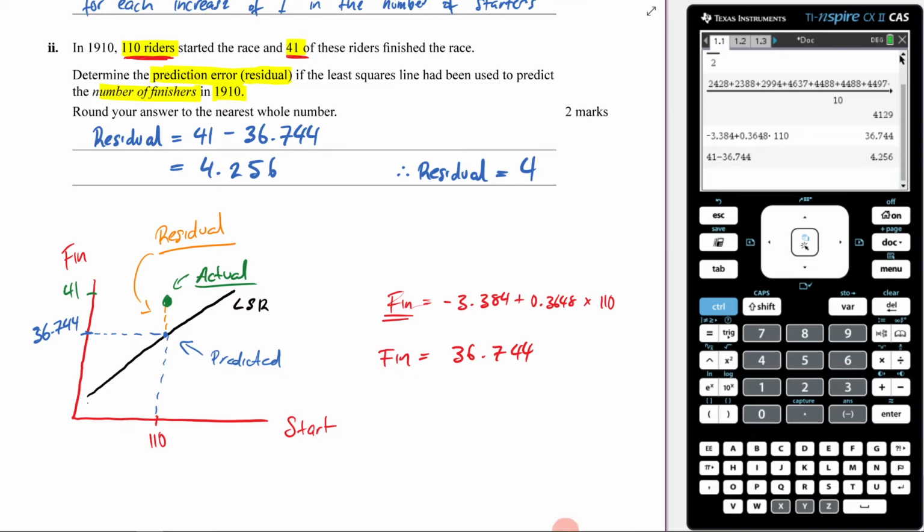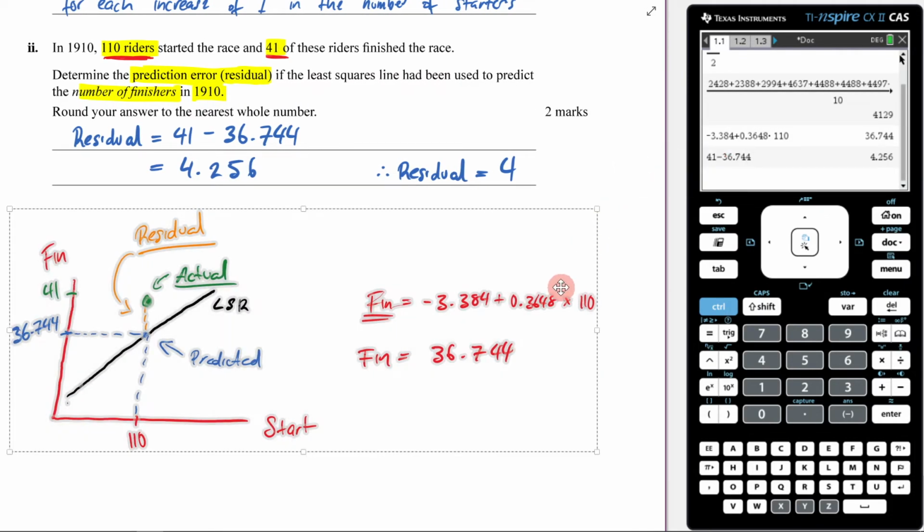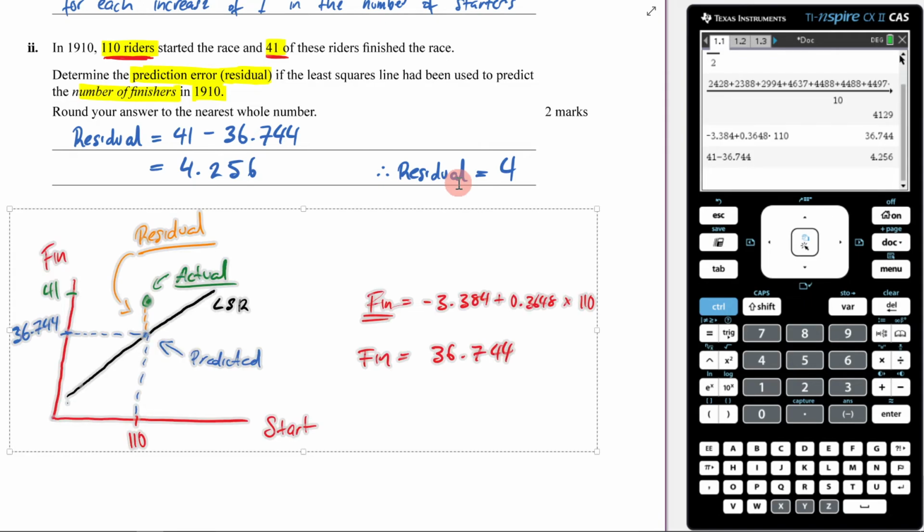Now, obviously, all of this right here, you would not show. This is what we care about. But I've shown you this just so you understand what it is that we're doing.